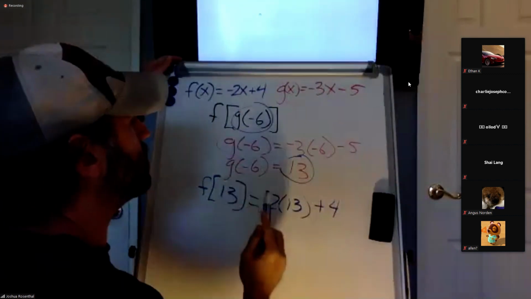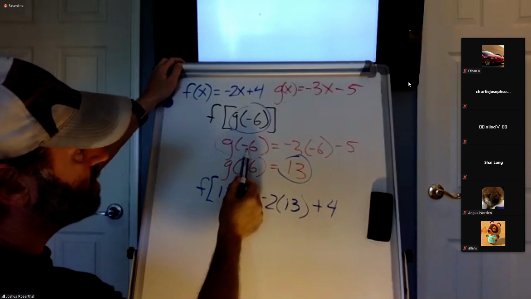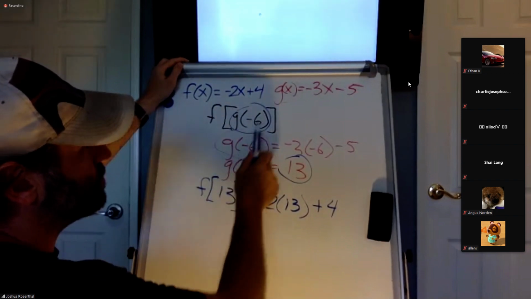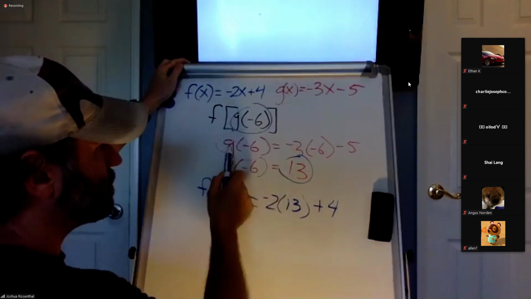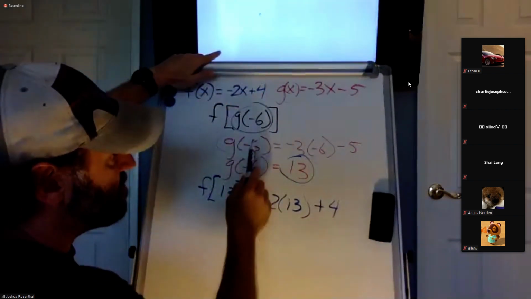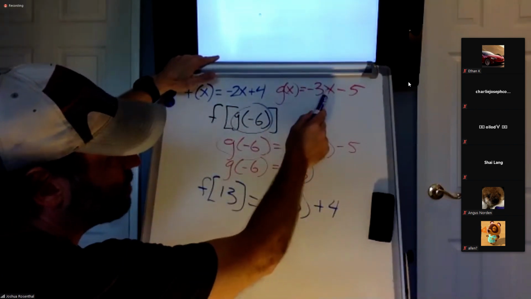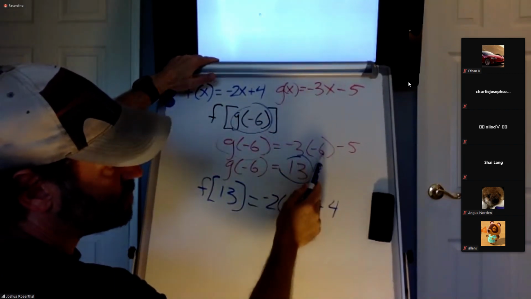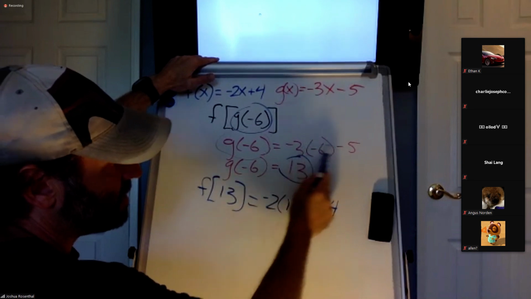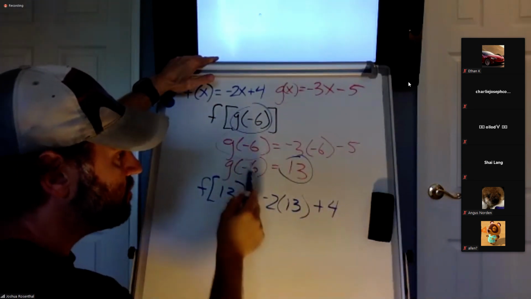Go back up to the start. What did g of negative 6 mean for us to do? It meant for us first to go to the g, not the f. That's what the g told us to do. So you're ignoring this. Then it says to substitute negative 6 for x over here. So I substituted negative 6 here, got 13. That's what this is equal to in value.